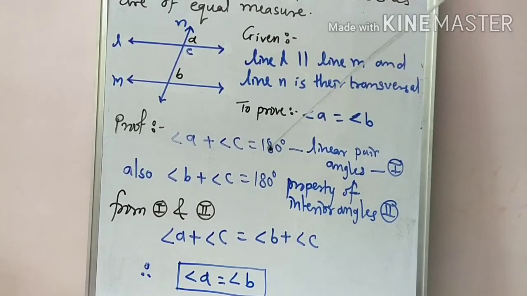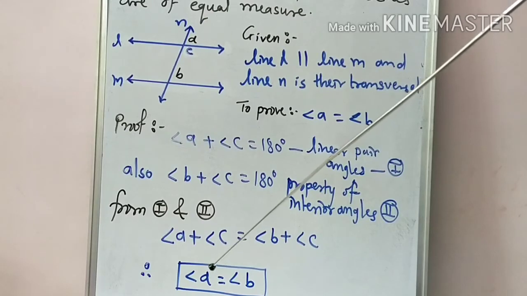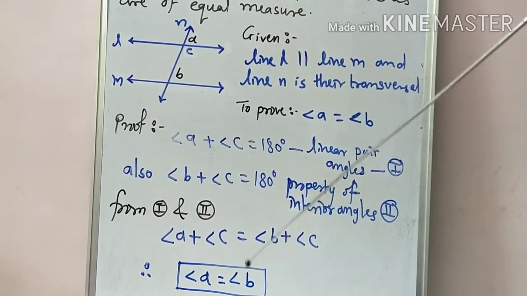So we get that the right hand side is equal, so the left hand side sum is also equal. The common C is eliminated from both sides, so what remains? Angle A equals angle B, and angles A and B are what? Corresponding angles. It means if lines are parallel, then a pair of corresponding angles are congruent, or of equal measures.